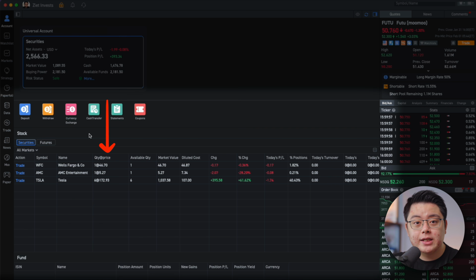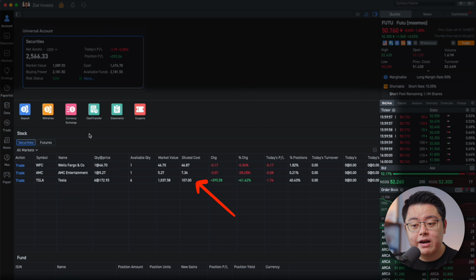Quantity means the amount of shares I have in this company. For example, I have 6 shares of Tesla stock in my Moomoo account, and each of them are worth about $172 as of the recording of this video, and that amount times the quantity of shares I have will equate to market value. So if I choose to sell all of my Tesla stock today at this moment, then this market value is what I will get back in total.